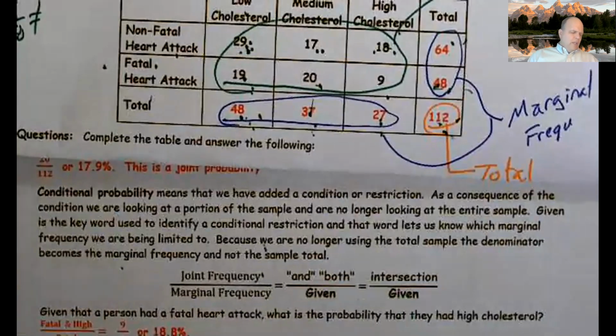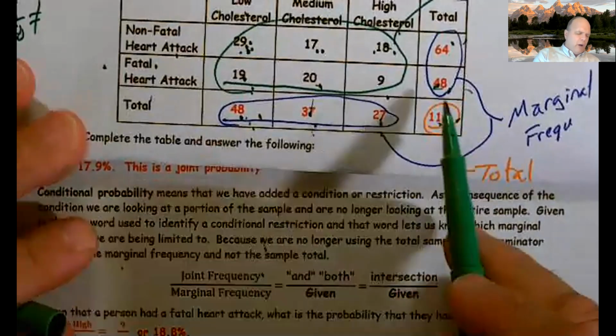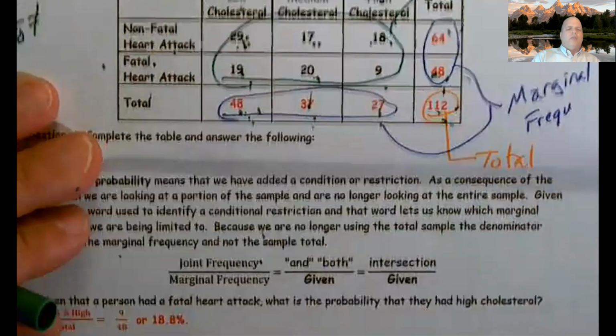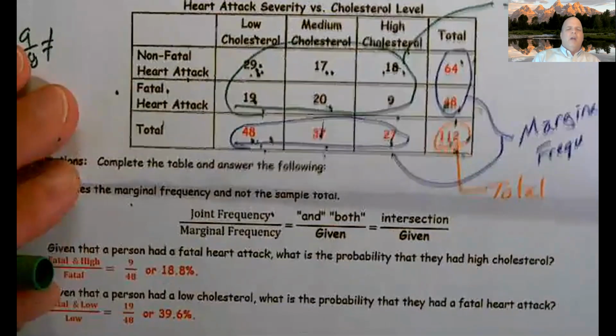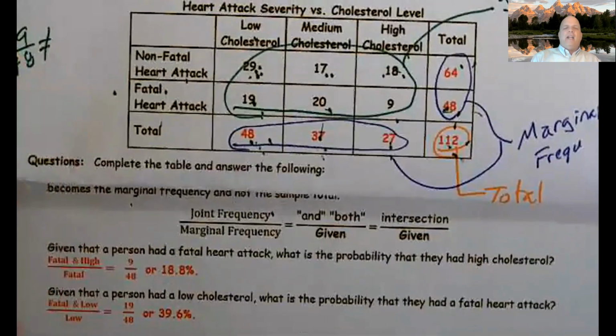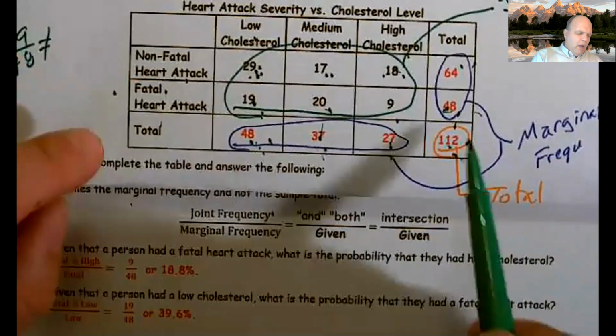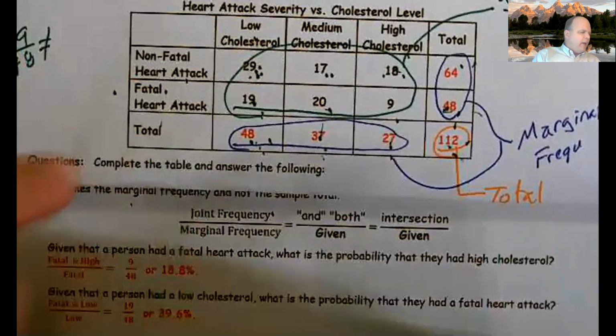So given that a person had a fatal heart attack. The given's always in the denominator. So they told me they had a fatal heart attack. So right away, that tells me 48 is going in the denominator because that's what's given. What is the probability they had high cholesterol? So I'm looking at the fatal heart attacks.